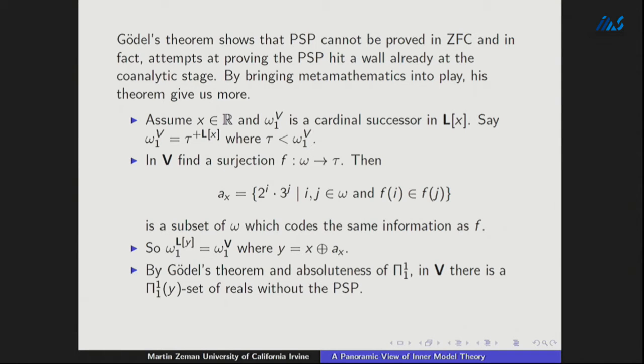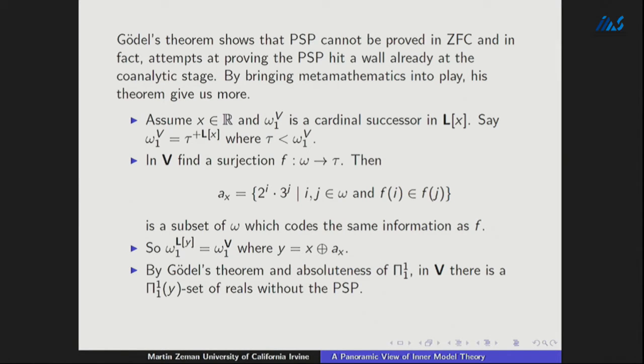So let's just look at what you can do. If you assume that omega 1 of V is a cardinal successor in L of X, I'm doing more than I could, I could assume just L, but then you can find a real which codes a surjection. Say omega 1 of V is tau plus inside L of X. So in V you have a surjection from omega onto tau, and then you can find a real which codes the well order of tau. So by adjoining this real to L, you will get a model of the form L of Y whose omega 1 is the same as omega 1 of V.